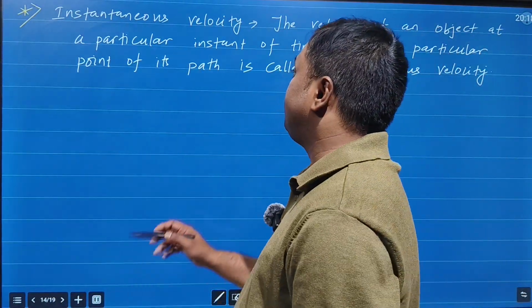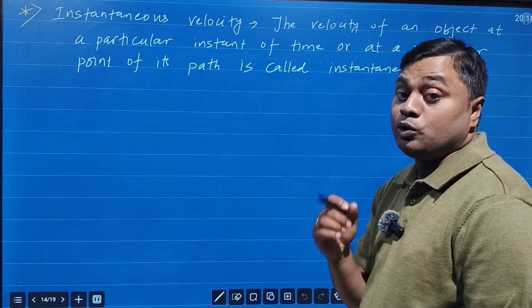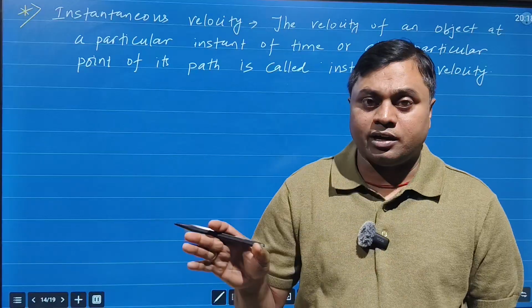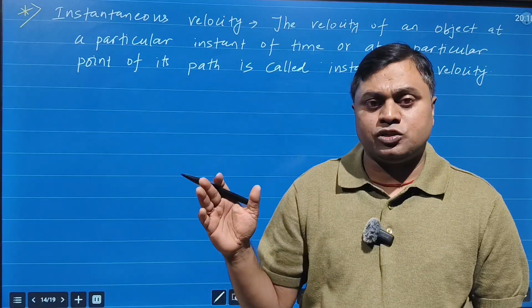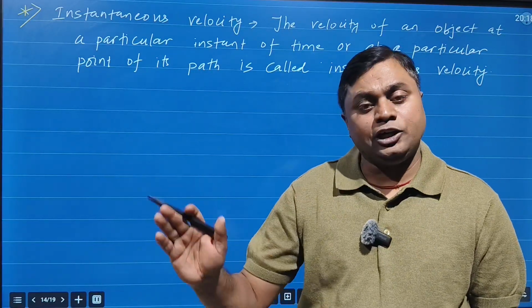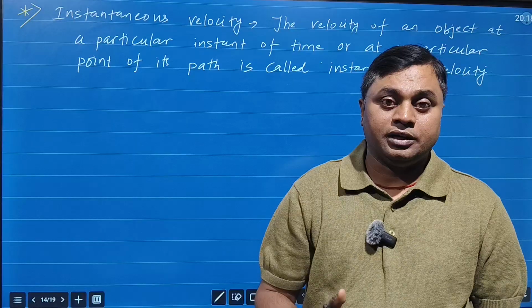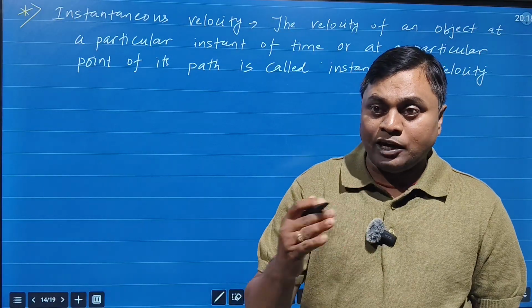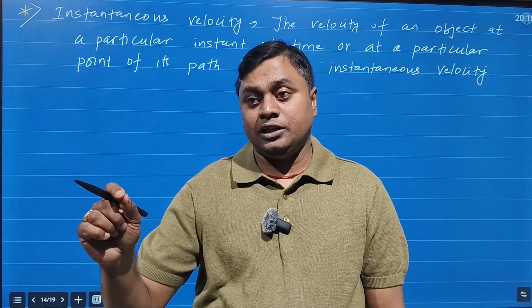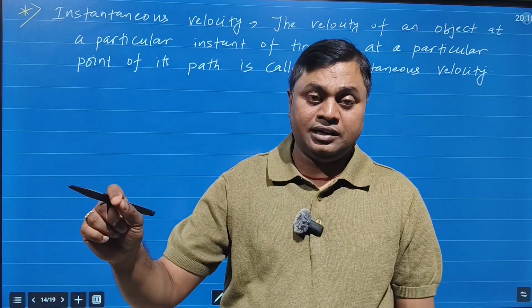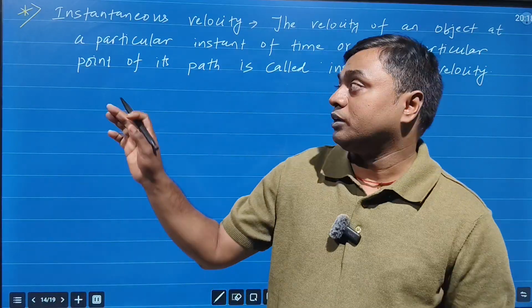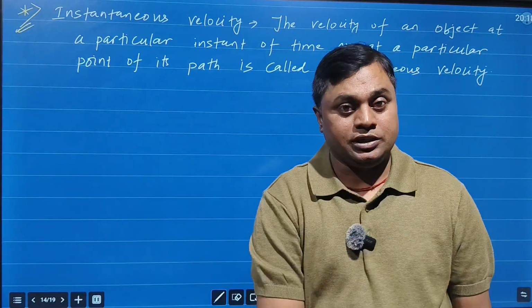What do you mean by instantaneous speed? The velocity of an object at a particular instant of time is called instantaneous speed. Suppose you are going in a car with an average velocity, let's say 60 km per hour. Sometimes the velocity will be 80 km, sometimes 60 km, sometimes 40 km. Suppose you traveled from 9 o'clock to 9:15 am. What is the exact velocity at 9:10? At any point of time, if you want to know the velocity, that is called instantaneous velocity. Is it clear?